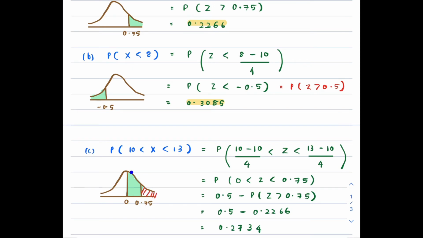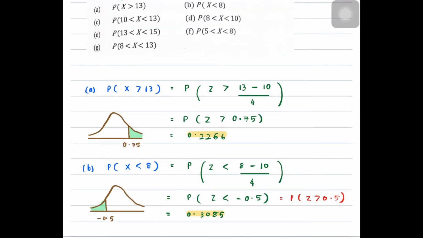So how can you have this green area? Just use the symmetric properties, which is the right hand side is equivalent to 0.5. So 0.5 minus this red area, you will have the green area. So 0.5 minus probability of Z is more than 0.75, which is the answer from part A just now. If you minus these two values, this is your answer for the green shaded area. Okay, so you have to know how to manipulate to get the final answer for the given probability.